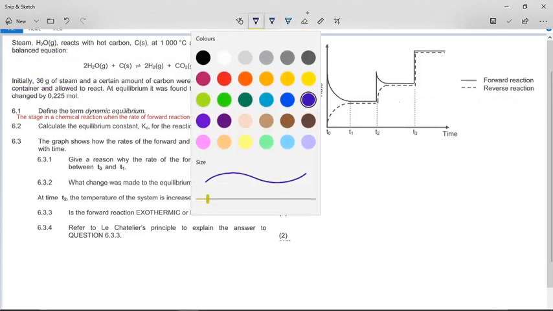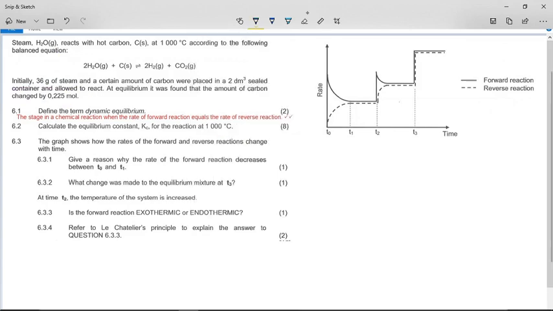Okay, so now let's look at the second half of this question. It says to you, the graph shows how the rates of forward and reverse reactions change with time. Give a reason why the rate of the forward reaction decreases between T0 and T1. So here's T0 and T1, and if we look at the key, the forward reaction is the solid line. Okay, so we should always pay attention to the key in case one day they try to trick you by making the forward reaction dotted.